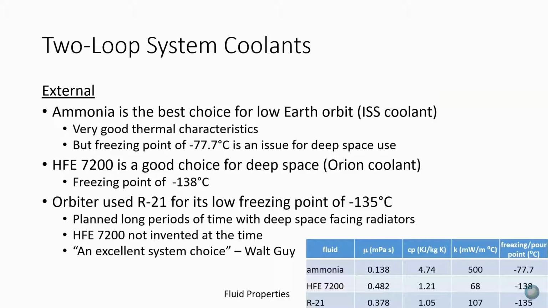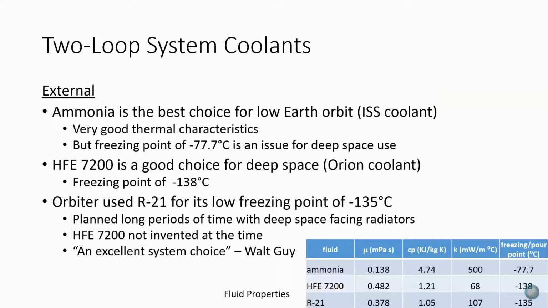The orbiter used Freon-21, and that's mainly for the low freezing point. And as I think I said before, it was designed to run with deep space facing radiators for long periods of time. They could do a solar inertial attitude for hours on end where the belly of the orbiter was pointing to the sun. So you were sitting there in a very cold environment. In addition, they were designed for a polar orbit, so you could be in a deep space environment for a very long time. They didn't have 7200 at the time. 7200 was invented as a replacement for the Freons.